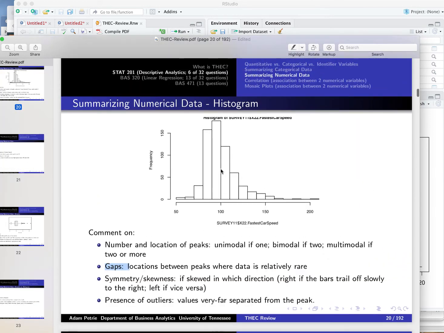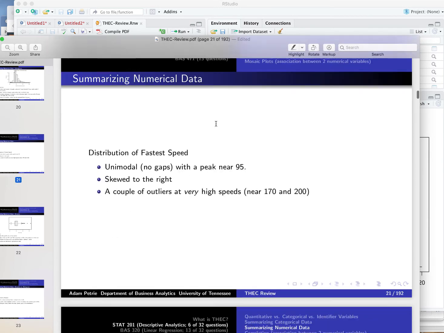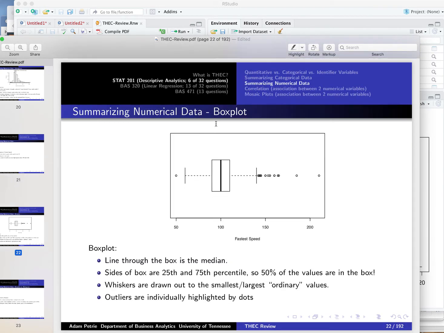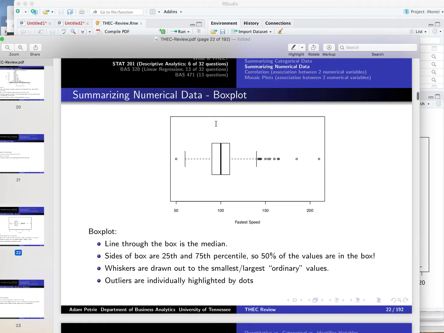From the histogram, it's kind of difficult to tell exactly what the average or the median is. I can tell you the peak is a little bit less than 100, but I can very easily use this box plot to tell you the median speed here is 100. You can use that as your measure of the typical value. Much easier to read off that box plot.